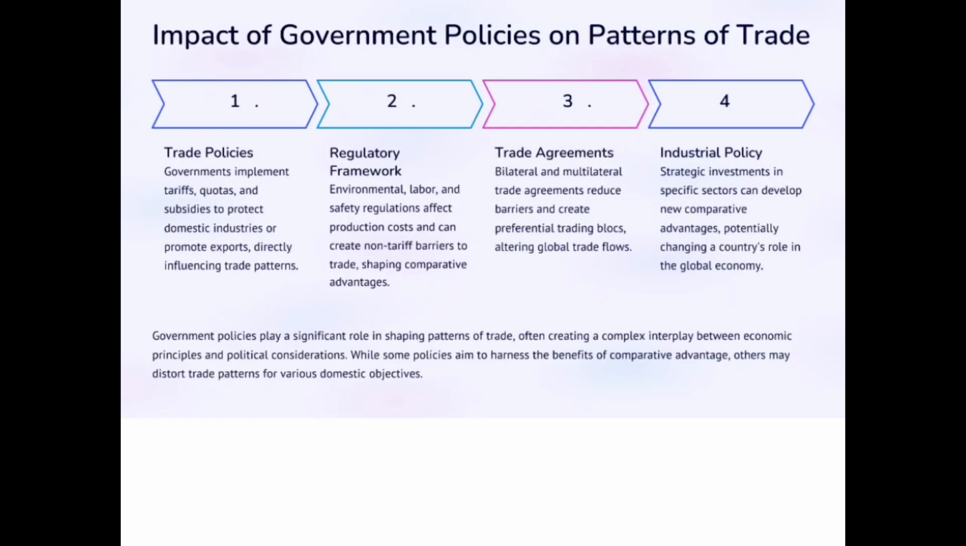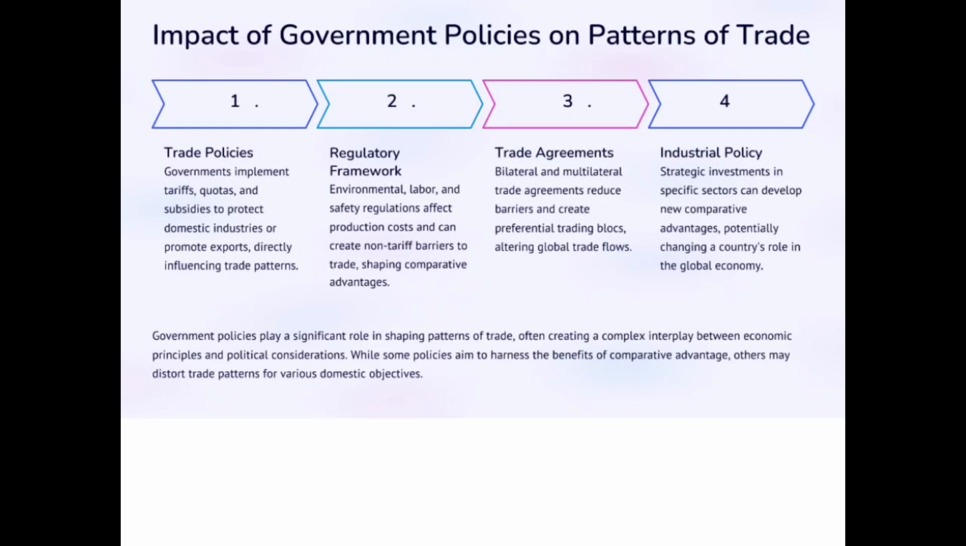Impact of government policies on patterns of trade. 1. Trade policies. Governments implement tariffs, quotas, and subsidies to protect domestic industries or promote exports, directly influencing trade patterns. 2. Regulatory framework. Environmental, labor, and safety regulations affect production costs and can create non-tariff barriers to trade, shaping comparative advantages.